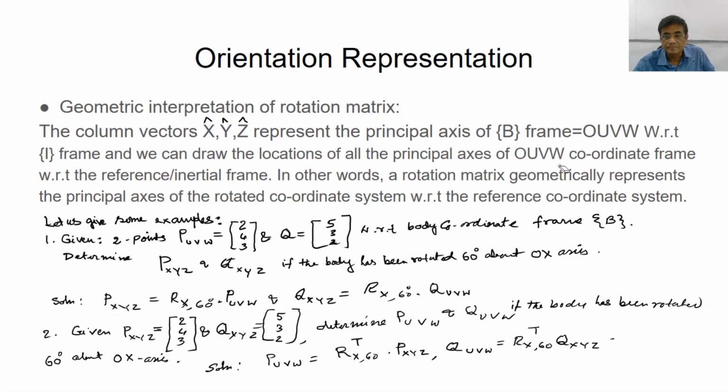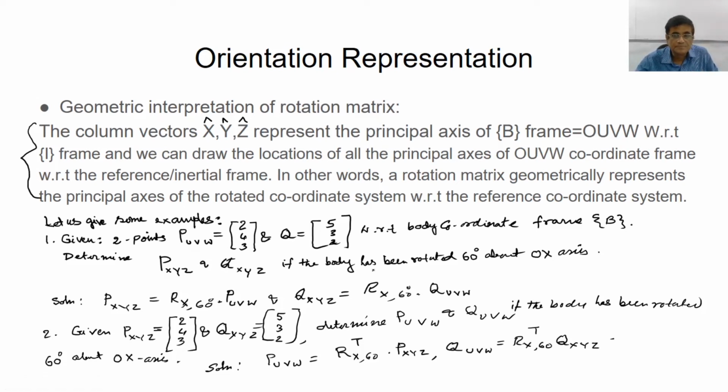In other words, a rotation matrix geometrically represents the principal axes of the rotated coordinate system with respect to the reference coordinate system, which is not rotating, right? So this is a good geometric interpretation which clarifies what the 3 by 3 rotation matrix is. Let us just do some examples.